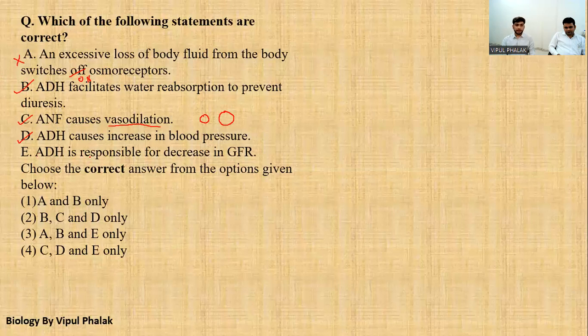Statement E, ADH is responsible for decreasing GFR. This statement is incorrect. GFR stands for glomerular filtration rate. As ADH facilitates water reabsorption, the blood pressure increases, and as the blood pressure increases, the GFR also increases. They have given decreases, so it is incorrect. Here increases should be given. So B, C, and D are correct statements. Second option.